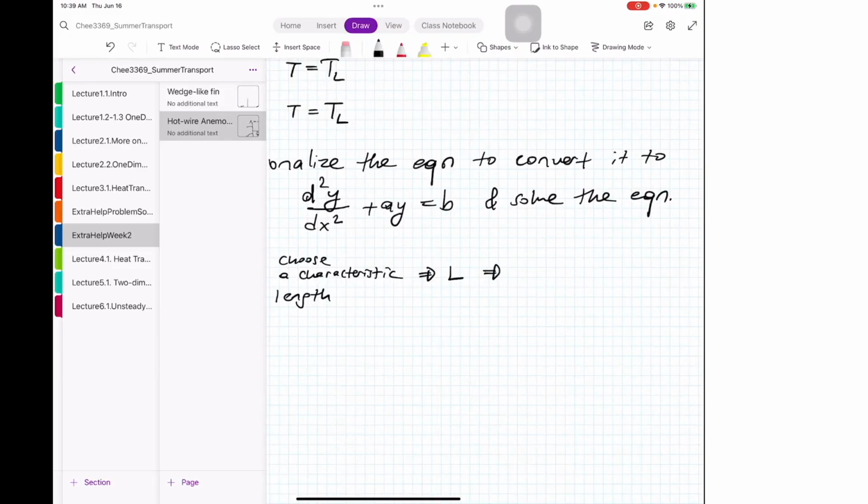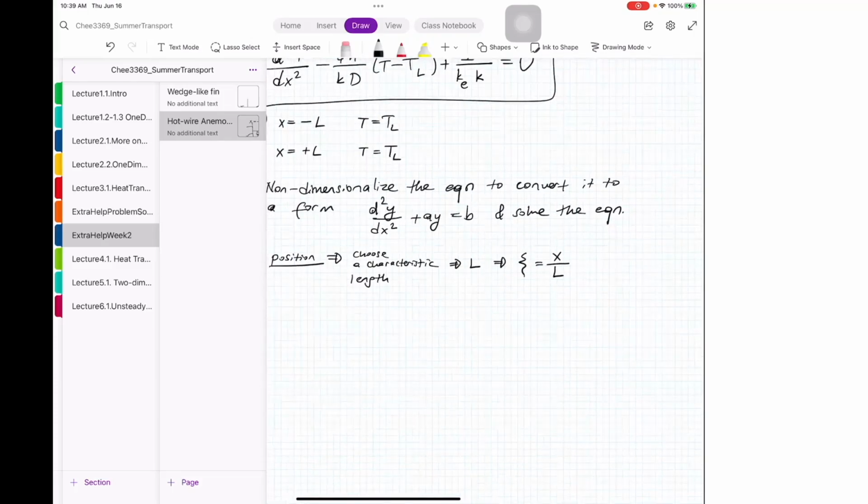Thus, I should define a new positional variable, x over L. I need to normalize the x by L, and I need to call it something like, for example, psi. You can choose any Greek letter you like. The reason why we're using Greek letters is just to differentiate between dimensional quantities and non-dimensional quantities. Generally, in transport processes, we are accustomed to using Greek symbols to denote non-dimensional quantities.